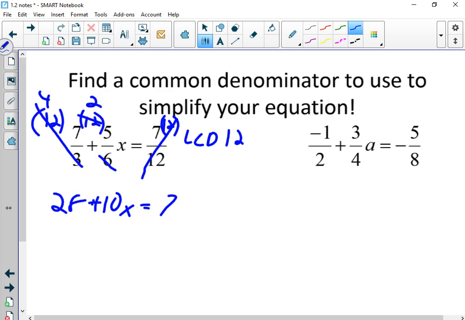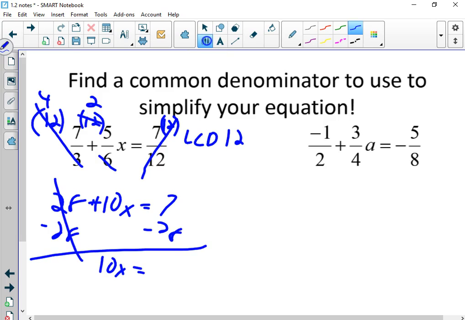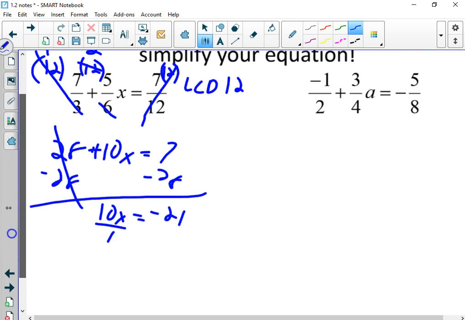Okay? So what's my first step going to be here? Minus 28. Okay? So minus 28 on both sides. And we're going to get a fractional answer here. That's okay. 10x equals negative 21, divided by 10. And yes, it's okay. Our answer is negative 21 over 10.